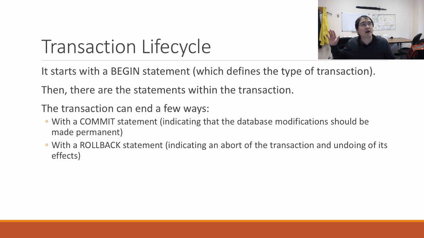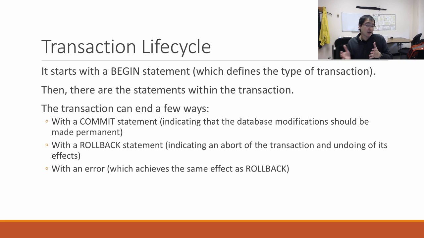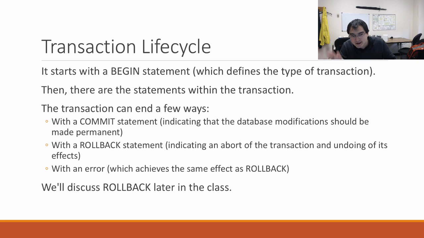This is the way that transactions guarantee atomicity. You either commit and you're done and you can make the changes permanently to the database, or you roll back and abort and it's like the transaction never happened. Another way that a transaction can end is with an error. If a transaction gives an error, it's the same thing as causing a rollback. If for some reason your transaction is trying to do something illegal, then it will cause that transaction to roll back. We'll get to that a little bit later in the lectures.